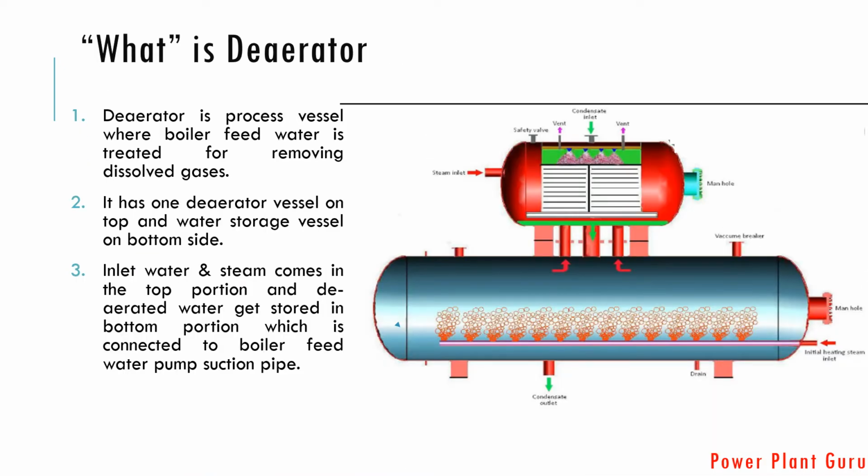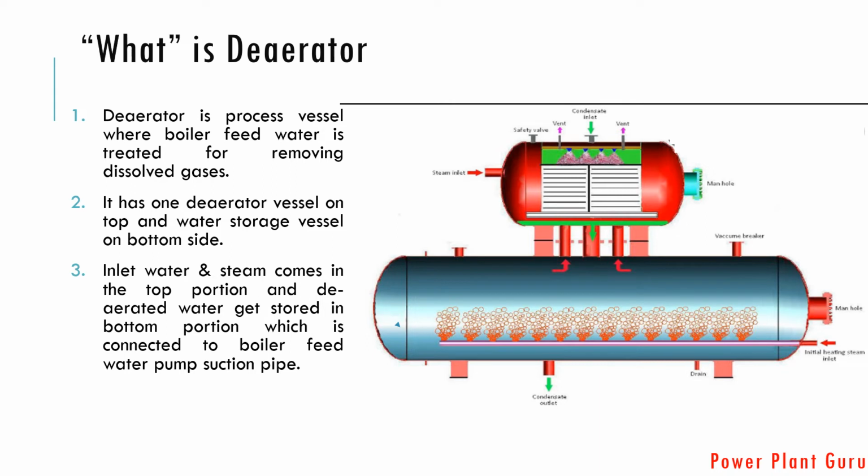Now what is a deaerator? Deaerator is a process vessel where there is a top portion where the deaeration process is happening, and then in the bottom there is a storage tank where deaerated water is stored. Here in the top portion, water, steam and other return condensate are coming and the deaeration process is happening. This tank is normally kept at some height from the boiler feed pump to provide a suction head to the boiler feed pump, that is called NPSH.